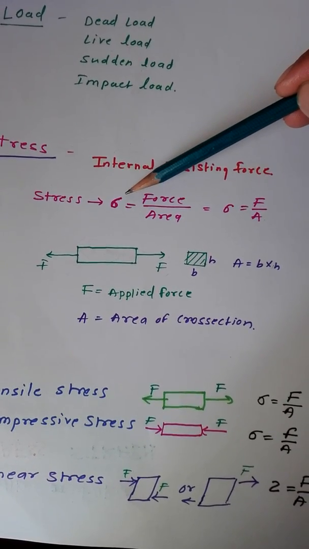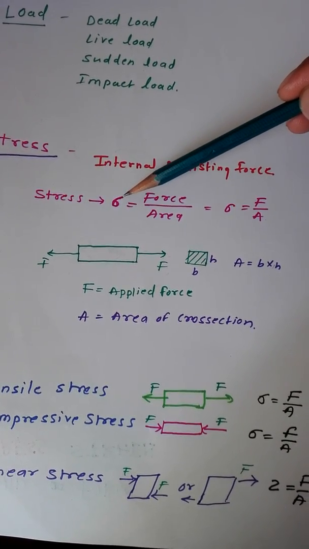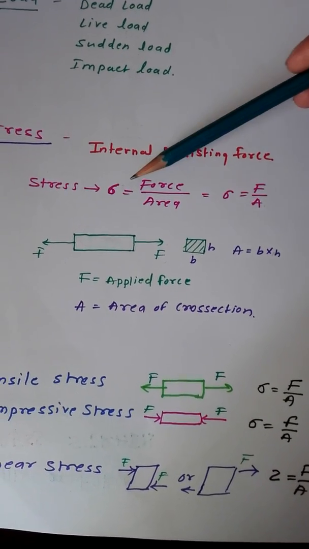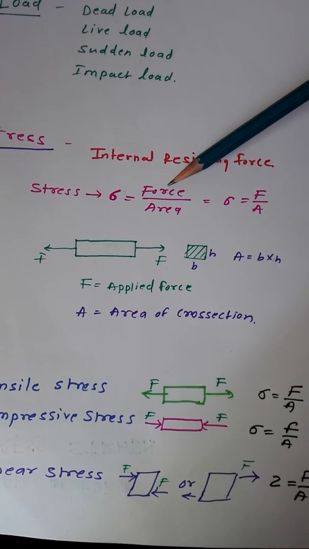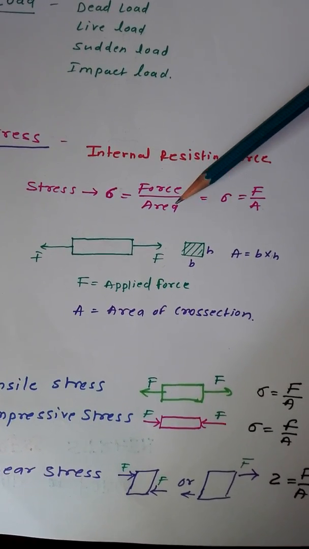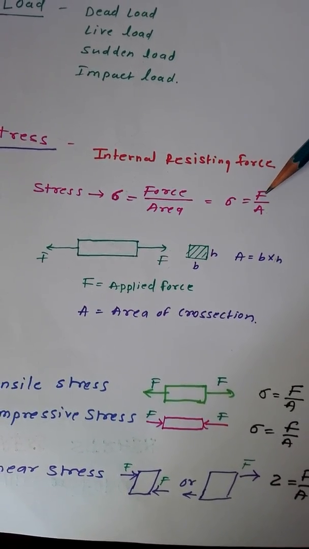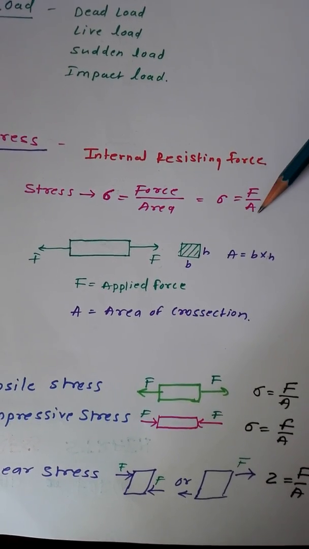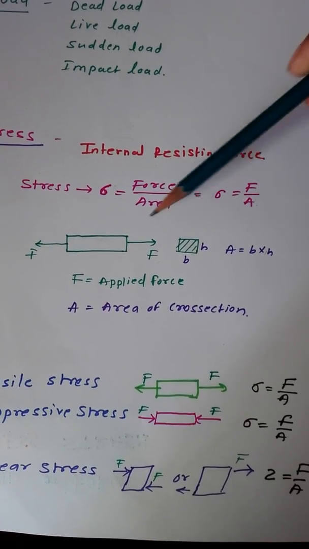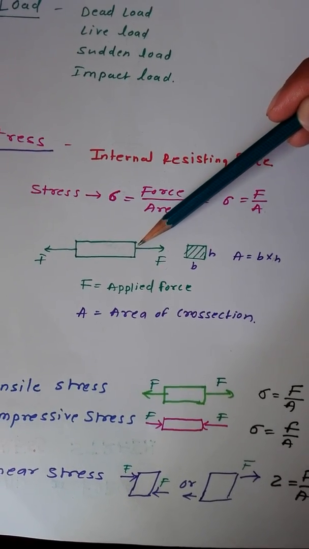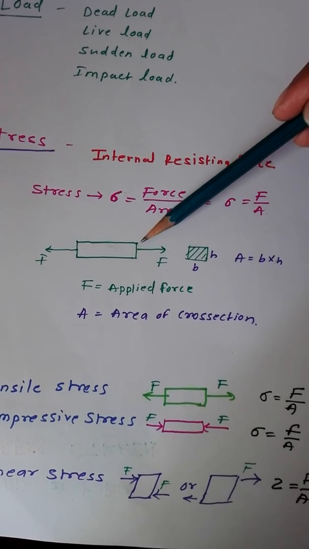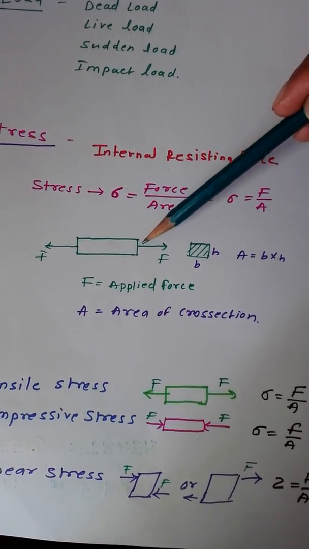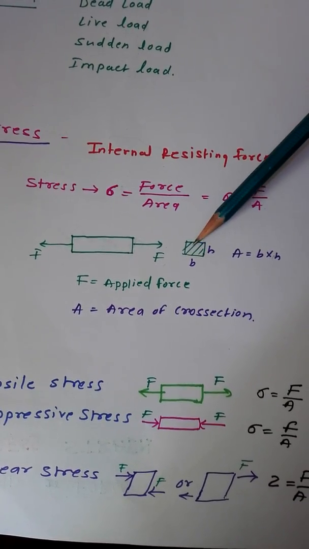How can we represent this stress? It can be represented by sigma. The basic formula for stress is force upon area. Force is normally represented by F, and area by A. Which area we need to consider is important. The area on which the force is acting needs to be considered, so we have to consider the cross-sectional area that has been represented here.